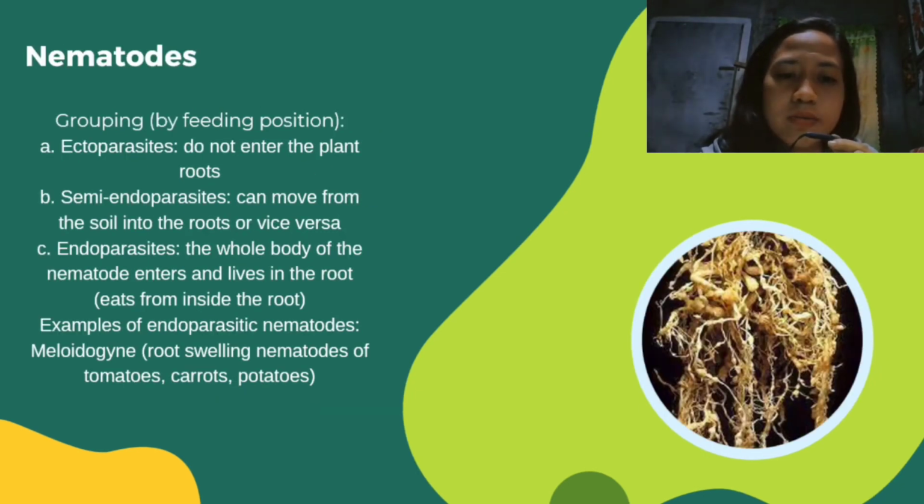Next is nematodes. Grouping by feeding position. A. Ectoparasites. Do not enter the plant roots. B. Semi-endoparasites. Can move from the soil into the roots or vice versa. C. Endoparasites. The whole body of the nematode enters and lives in the root, eating from inside the root. Examples of endoparasitic nematodes: Meloidogyne, root swelling nematodes of tomatoes, carrots, and potatoes.